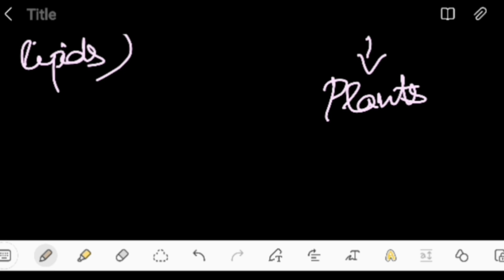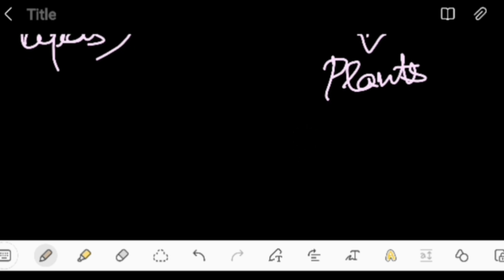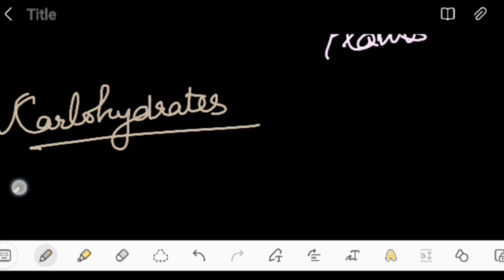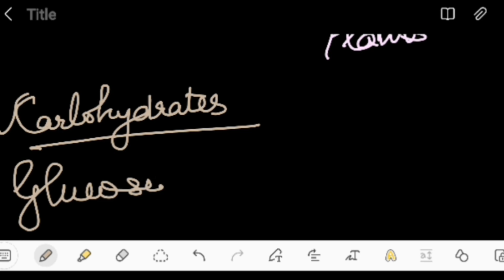Carbohydrates. What is the formula of carbohydrates? Not the general formula, just give me the formula of any one carbohydrate, like glucose, sucrose, or anything. Glucose, okay. So you just give me the formula.